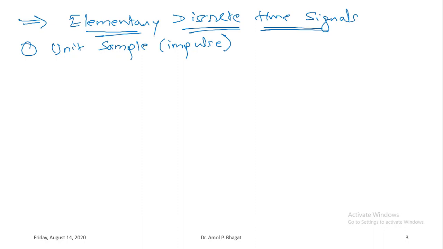So these elementary discrete time signals can be utilized in some of the complex operations such as convolution, correlation. Okay, so first one is the unit sample or unit impulse signal or sequence. This signal is denoted as del of n, and functionally it can be represented as del of n is equals to 1 for n is equals to 0 and 0 otherwise.